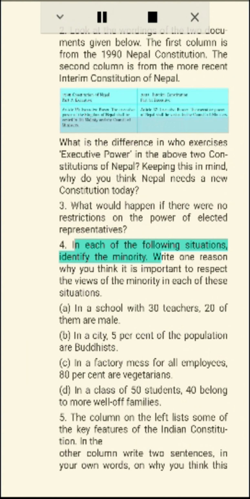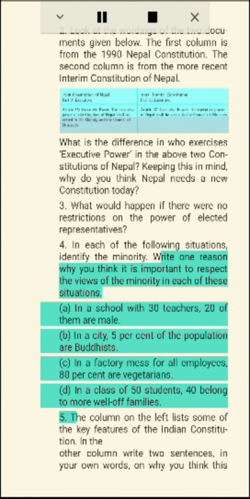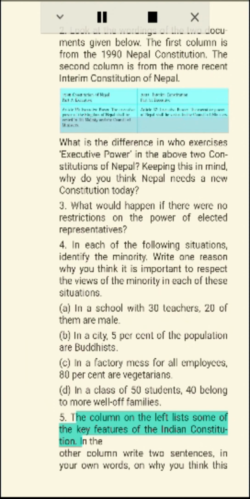4. In each of the following situations, identify the minority. Write one reason why you think it is important to respect the views of the minority in each of these situations. A. In a school with 30 teachers, 20 of them are male. B. In a city, 5% of the population are Buddhists. C. In a factory mess for all employees, 80% are vegetarians. D. In a class of 50 students, 40 belong to more well-off families.